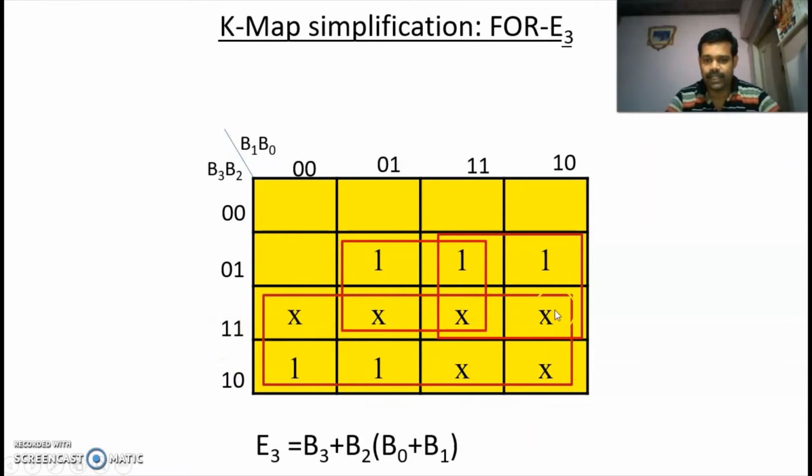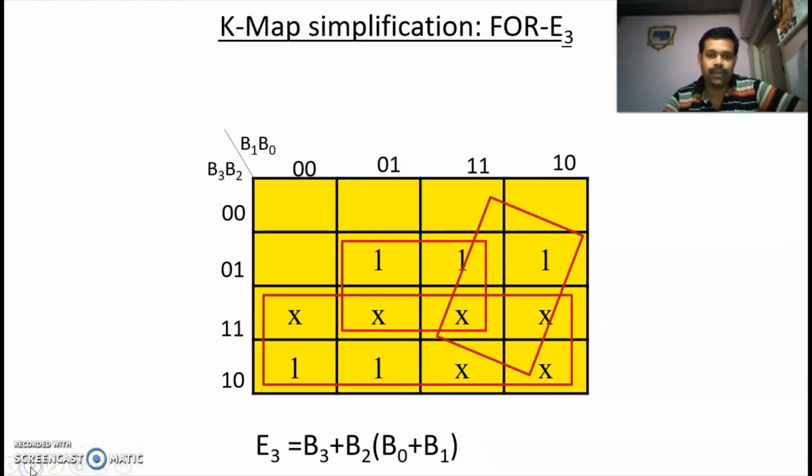For this one, for these 8 ones, it is B3. For this squared, it is B2, B0. For this squared, it is B2. For this squared, it is B2, B0. And for this squared, it is B2, B1. So we are taking B2 common from those 2 expressions. We will be getting B0 plus B1.